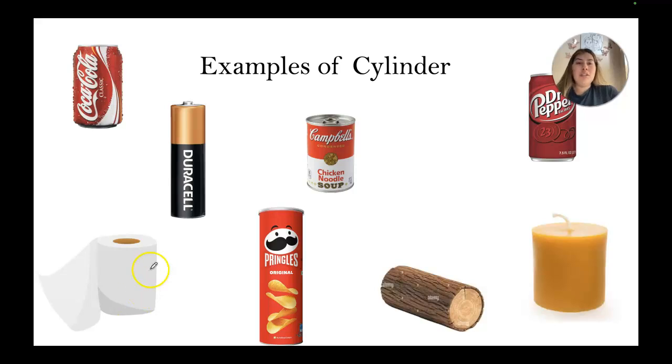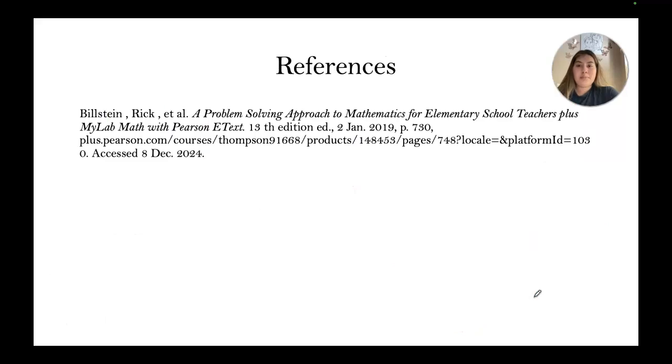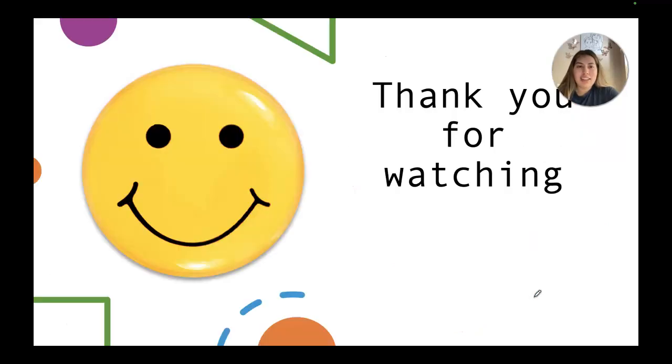Some examples of cylinders in our daily life are a can of Coke, some toilet paper, some batteries, some Pringles, which everybody loves, a can of chicken noodle soup, and this log. A candle and a Dr Pepper are some examples of cylinders. Here is my reference, and thank you for watching.